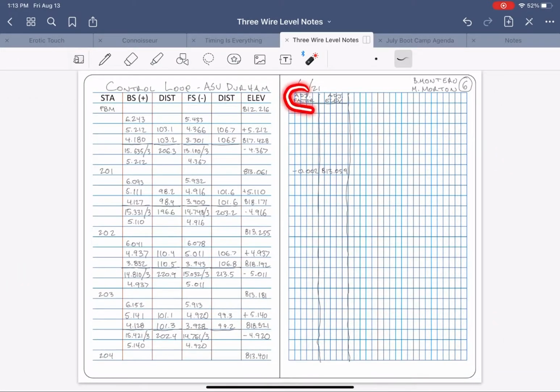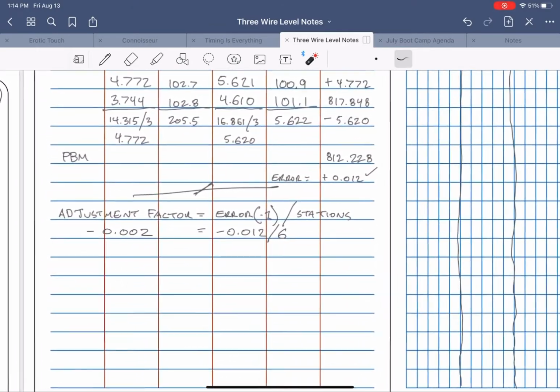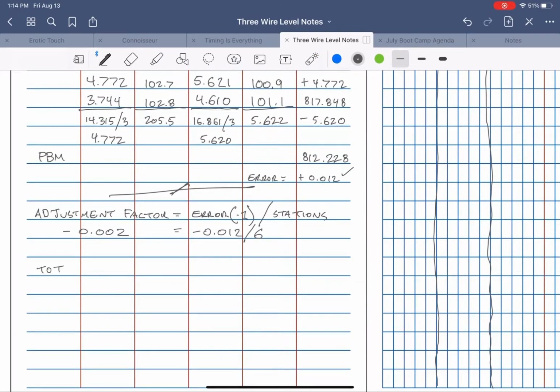I told you we were going to change the name of our adjustment factor column. Of course, we don't erase from our field notes. In this case, let's pretend like we had never named this column in the first place and figure out what a more appropriate name would have been. To do so, we're going to need to visualize the math that will take place to get us to the right adjustment when we close our level loop at the PBM.